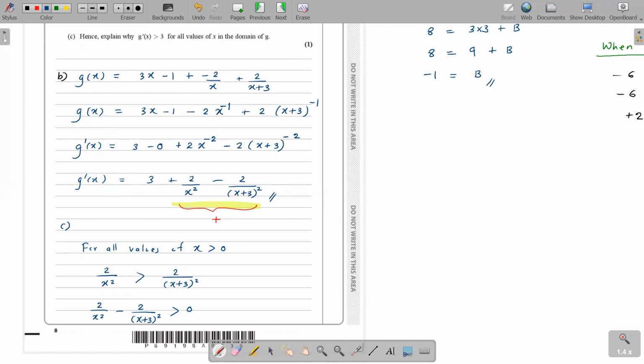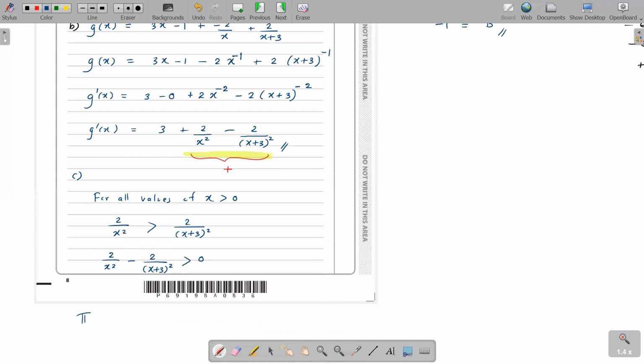So if it is positive, what does it mean? Therefore, what does it imply? Your g dash x will be greater than 3 for all x greater than 0. That's it. Just for 1 mark, you need to make a point. It's just 1 mark. Definitely, you must mention that 2 over x square is greater than 2 over x plus 3 square for all values of x, and thereby the subtraction is positive. You always add some value to 3, which means your g dash x value will always be greater than 3. Okay, is that clear?